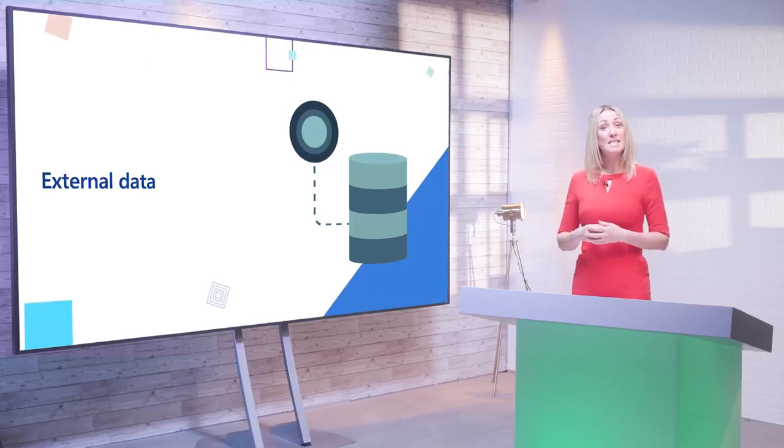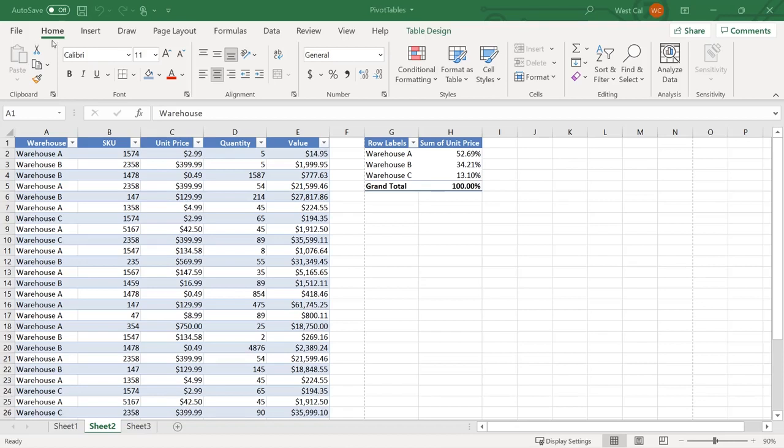But what if your data is outside of Excel? For example, an Excel spreadsheet can only hold 1.5 million rows of data. What if you're working with population data and you have millions of rows of data? If the data that you would like to analyze exists outside of Excel, such as in a Microsoft Access database, you can still use pivot tables to summarize it.